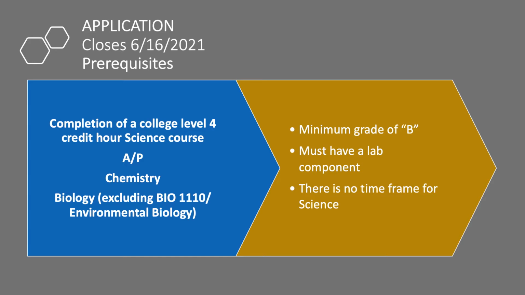The second coursework that is needed for a successful application is the completion of a college-level 4-credit-hour course in science, which can be any anatomy and physiology, chemistry, or biology, which excludes Biology 1110, environmental biology. You must have received a grade of B or higher, and the course must have had a lab component. Of note, there is no time frame for the science class, so if there's a class that fits this description in your transcripts, it will be honored.